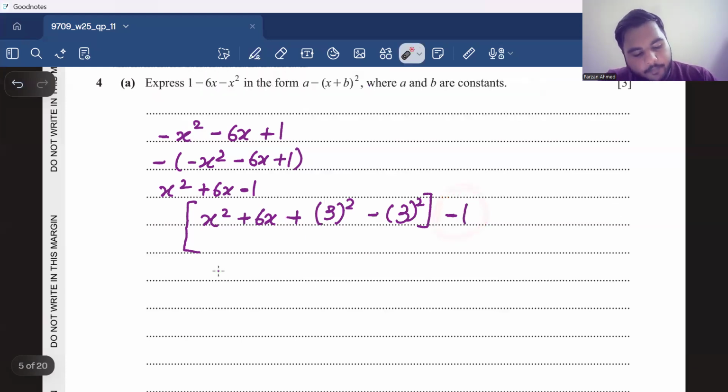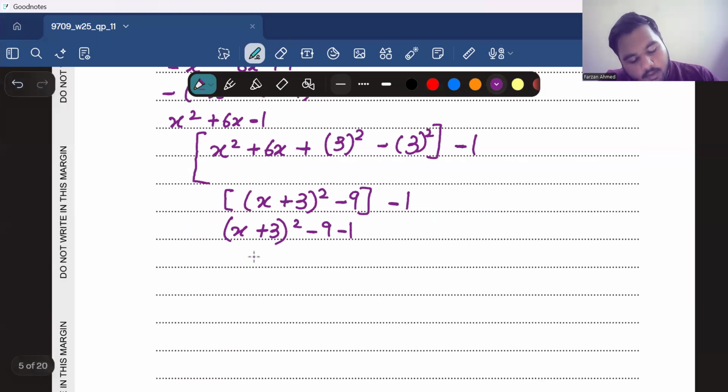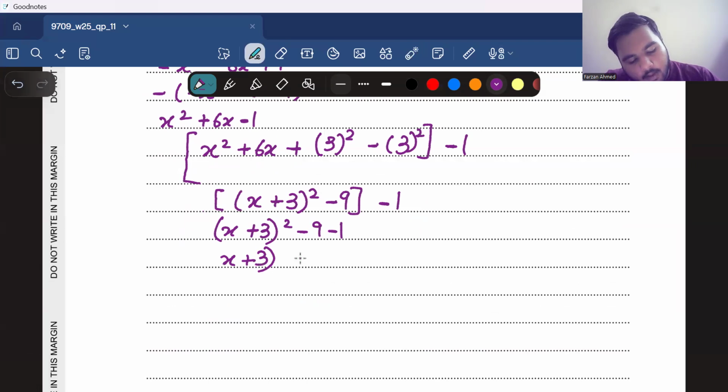Now in the square bracket, it is bracket x plus 3 whole square minus 9, whole bracket, minus 1. So x plus 3 whole square minus 9 minus 1. So this will be x plus 3 whole square minus 10. This is our completing square form.